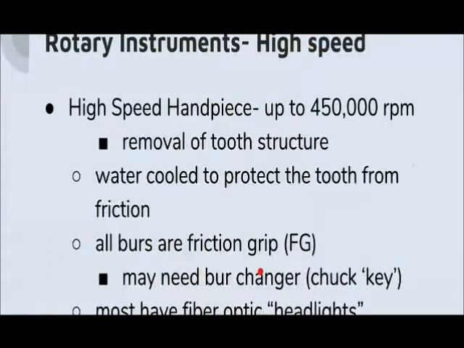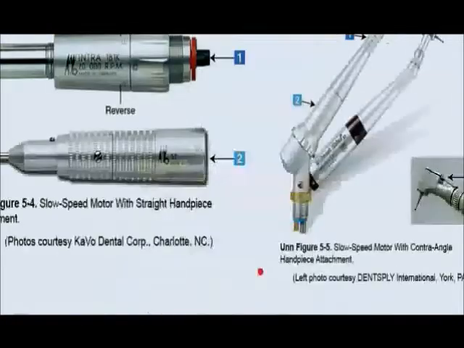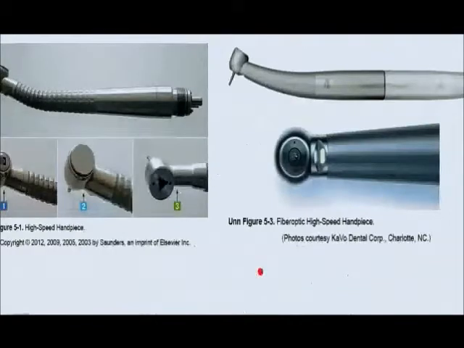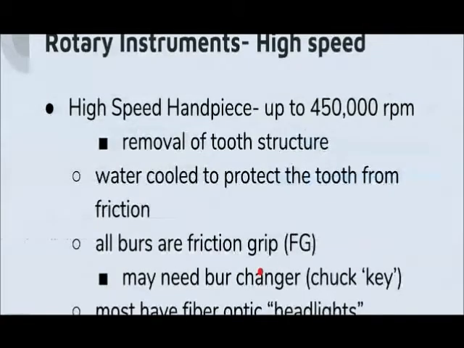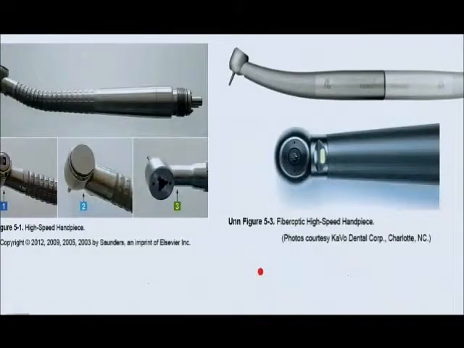The high speed is all one piece. So this is how you can tell whether you've got a low speed or a high speed. The low speed has two pieces, and the high speed is just one piece. The high speed goes up to 450,000 revolutions per minute, or RPMs. That's really fast. And it uses burrs that are held in by friction, and they often have headlights. So here's a high speed with headlights.